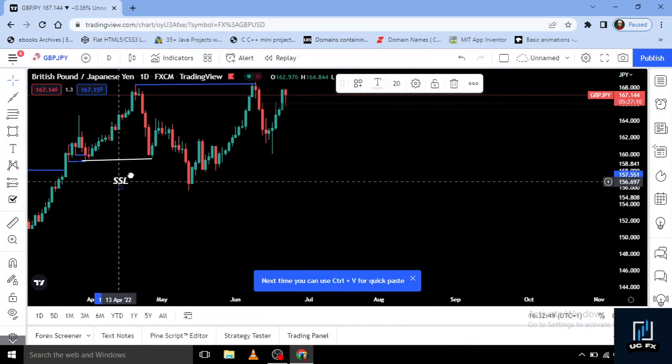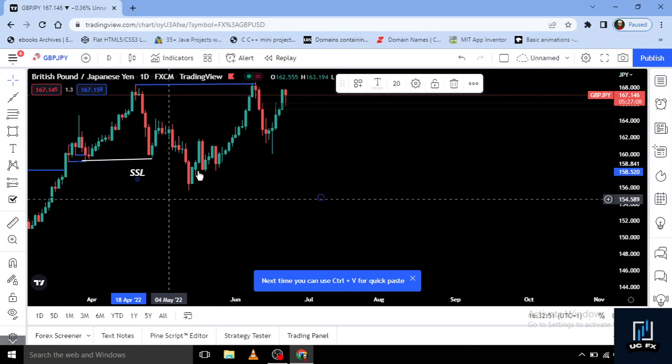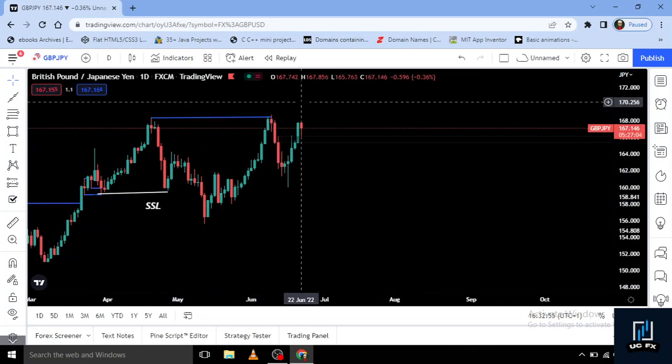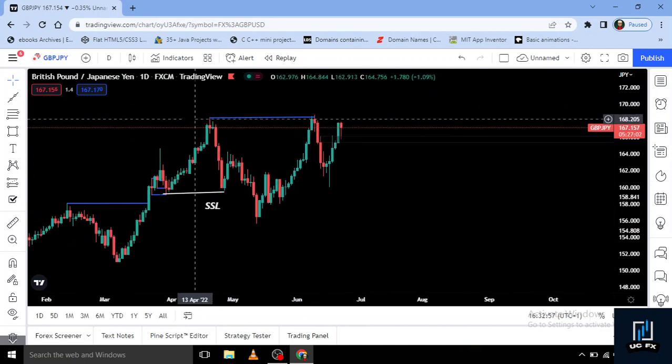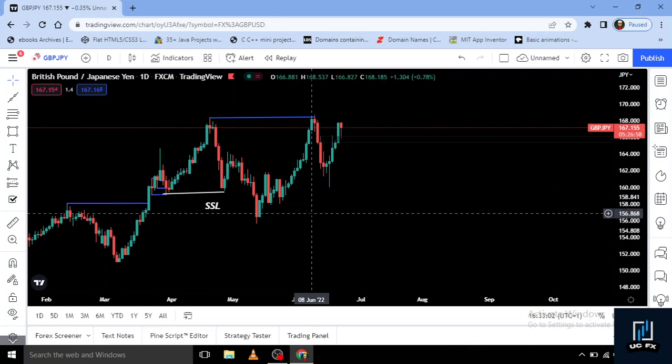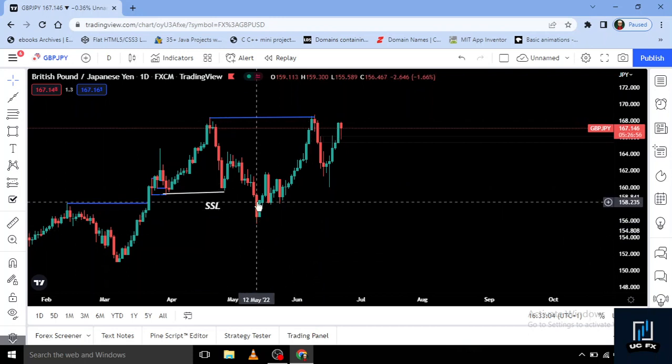We call it sell side liquidity. As you can see, they did the same stuff here as well. They grabbed the buy side liquidity a little bit, a little fake out in this area. So that's what we call buy side liquidity and sell side liquidity.